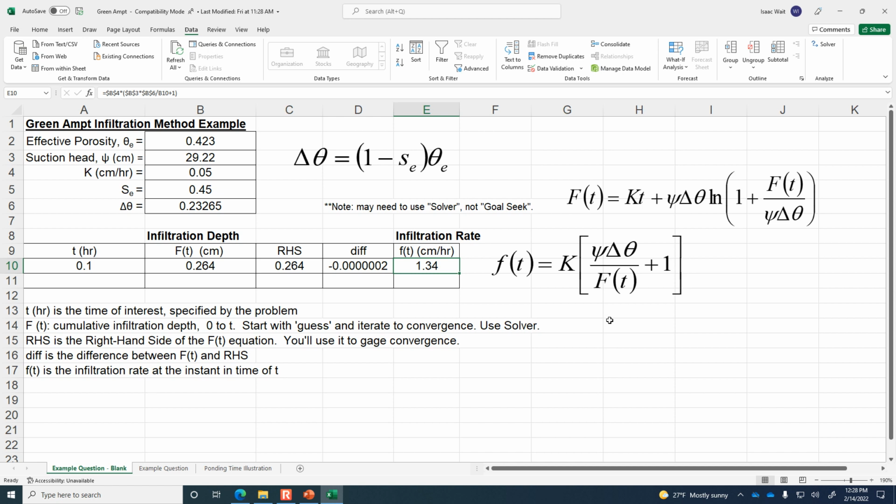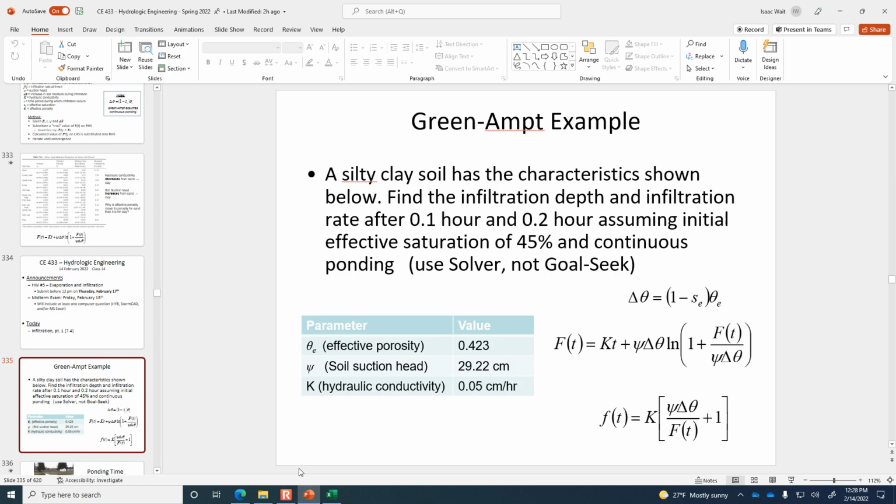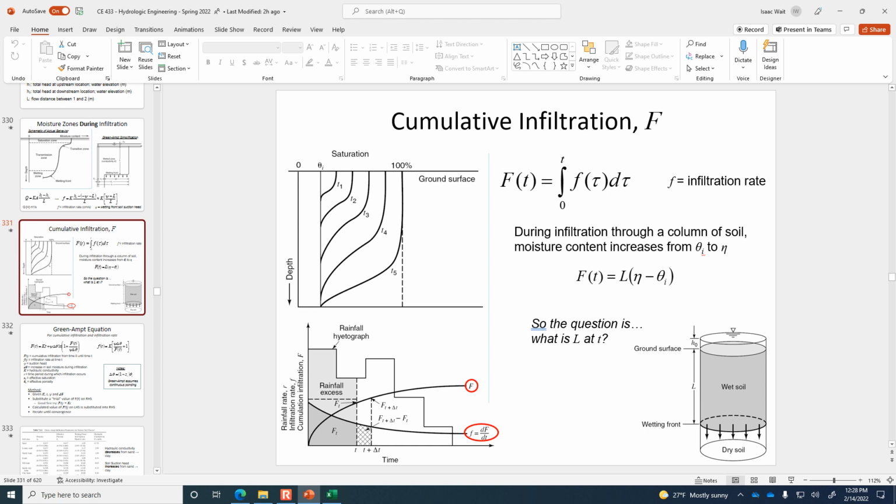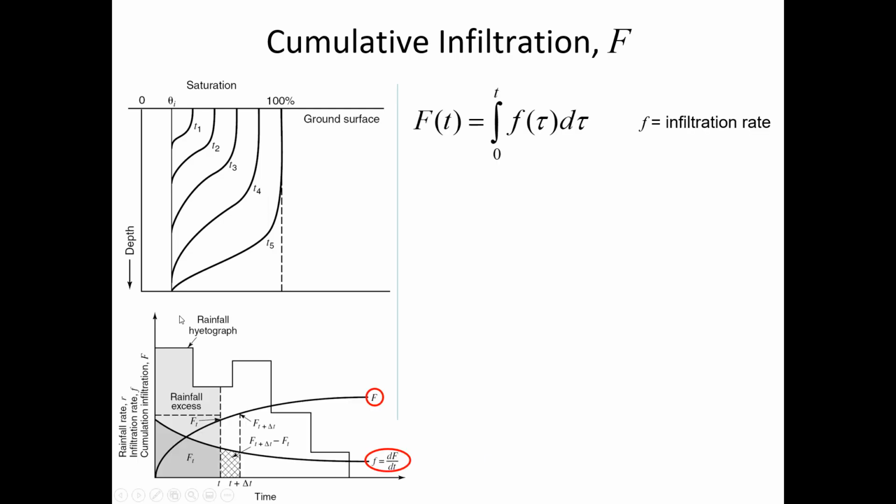Now I'm just wondering, why is it that we didn't just take this infiltration depth and divide it by 0.1 hours? Well, the reason is that it's not a constant rate. We wanted to know the infiltration rate right at 0.1 hours. The infiltration rate is declining over time, so it's not a linear rate. The infiltration rate started high, then it was decreasing.